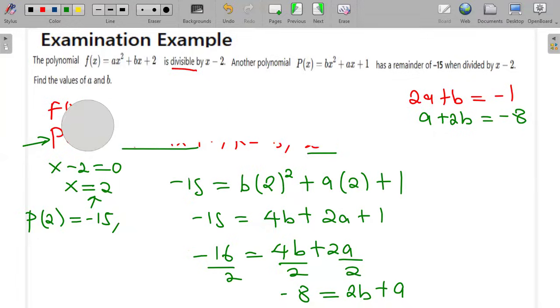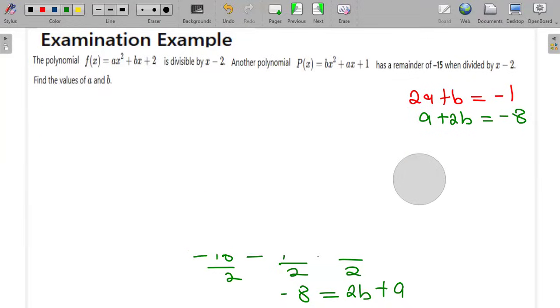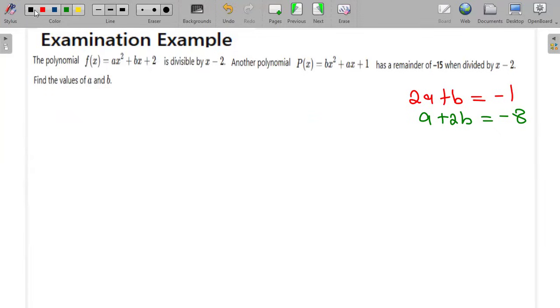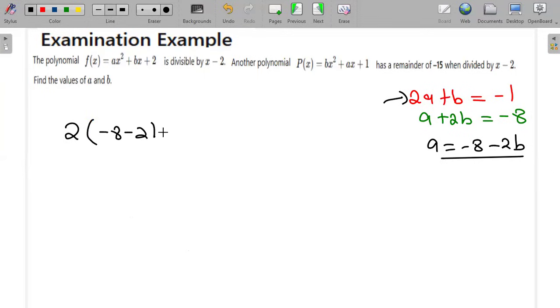Remember, the question was about finding the values of a and b. So we can now solve those two equations using simultaneous equations. So simultaneous equation, we have a lot of methods. We can use substitution, elimination, whatever method. So let's use substitution. So from here, I'm going to say a equals minus 8 minus 2b. And then I'm going to replace it in the first equation there. So that would be 2, where there's a, I put minus 8 minus 2b. This whole thing here represents this a. And then plus b equals minus 1.